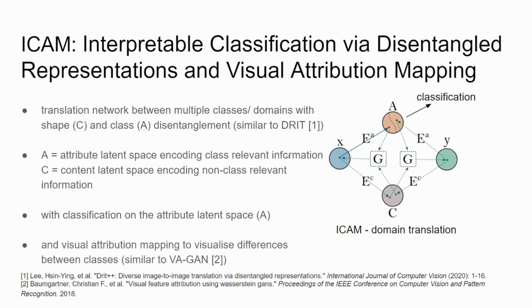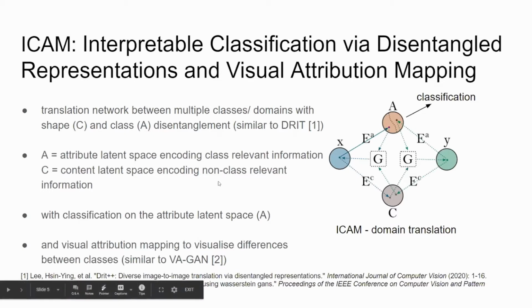ICAM builds on a method called DRIT, which is also a translation method with attribute and content spaces, but I won't have time to go into the differences since it's a very short talk.